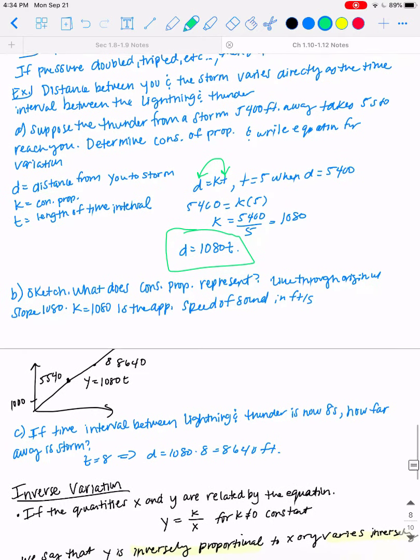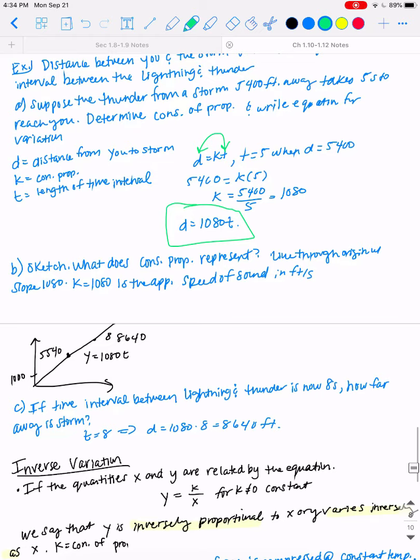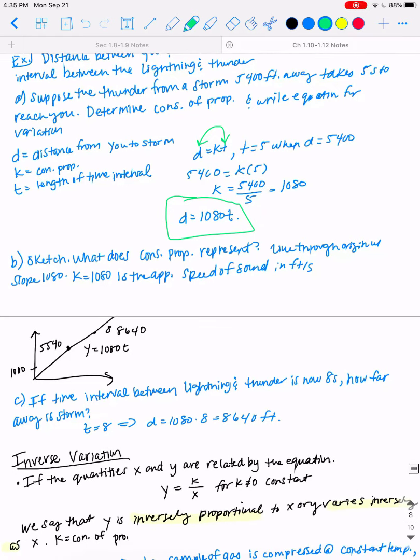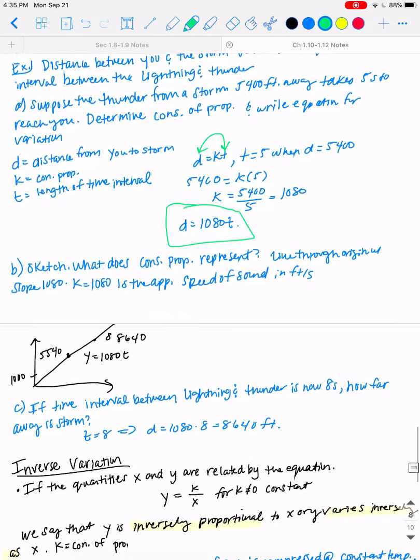All right. And then part b is we want to sketch it, and say what our constant of proportionality represents. Our sketch is going to be a line through the origin with a slope of 1,080, because remember, direct proportionality is like an equation of a line where k is like our slope. So our slope is 1,080, and the constant of proportionality k is the approximate speed of sound in feet per second, because of the time between the lightning and the thunder.